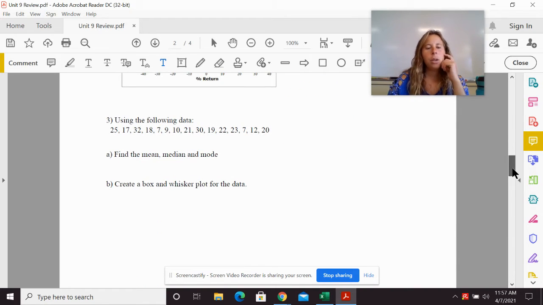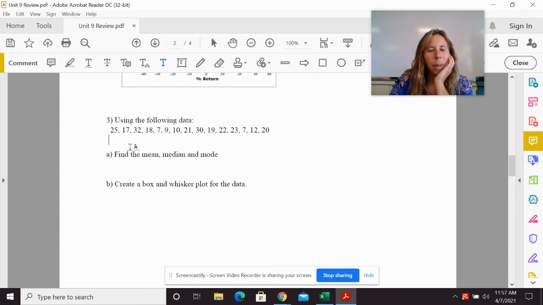Number 3, using the following data, we're going to find the mean, median, and mode, and then create a box and whisker. Oh, I can write. I was on a PDF. Okay. So your first step here, don't skip this step. You have to put your data in order from least to greatest.